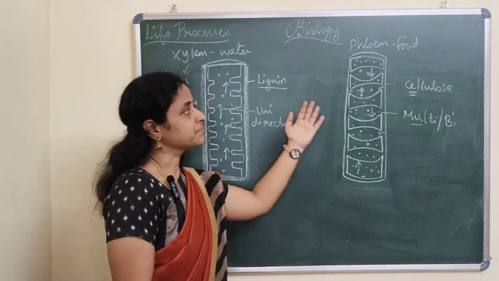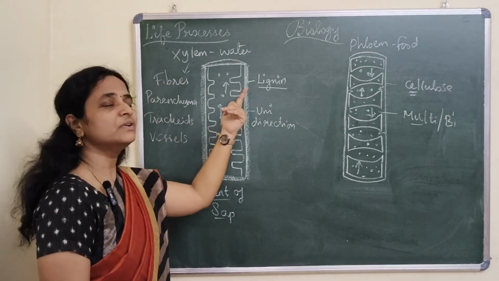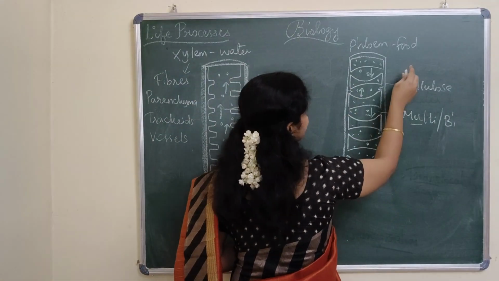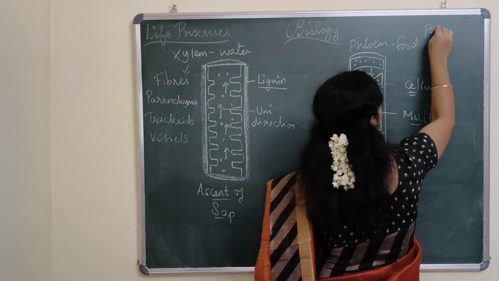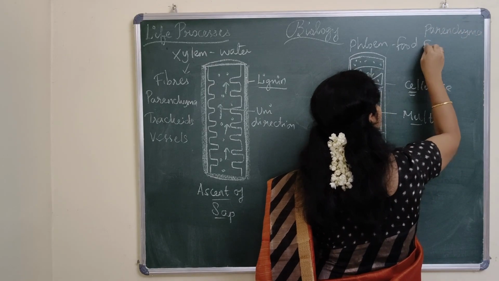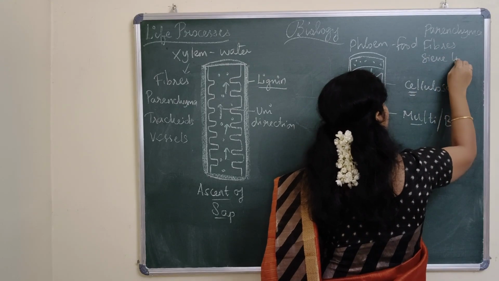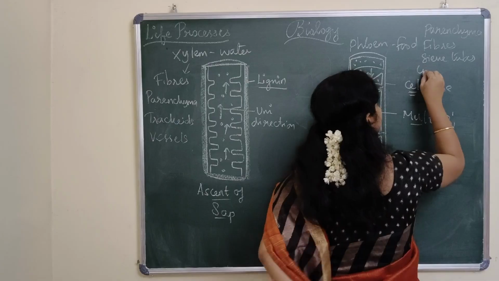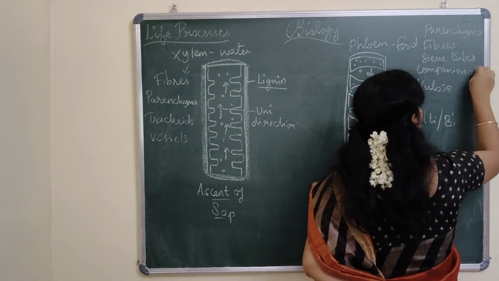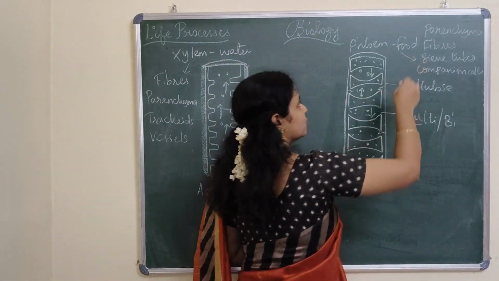Now coming to phloem. Phloem conducts food. Similarly, the phloem will also have certain associated tissues like phloem parenchyma, phloem fibers, sieve tubes, and one more is companion cells. So these are certain tissues of phloem that help in conduction of food.